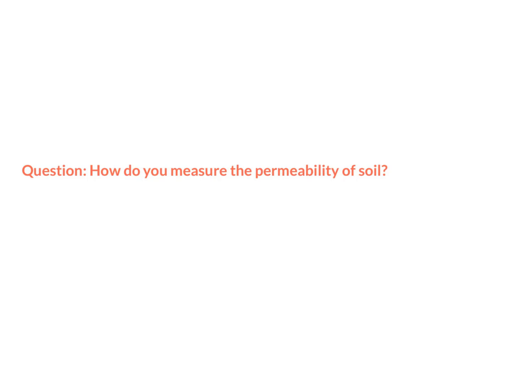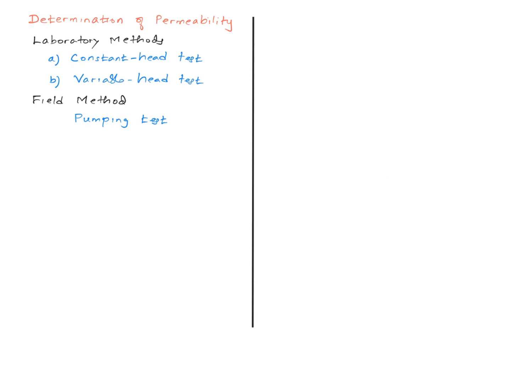The question that I have is, how do you measure the permeability of soil? So the question has to do with measurement of permeability. There are two laboratory methods that are currently popular: constant head test and then variable head test. There are several field methods that are in practice currently, but we'll just talk about a test called pumping test because of its popularity, because of its simplicity, and also because of its relationship to fundamentals of seepage analysis.